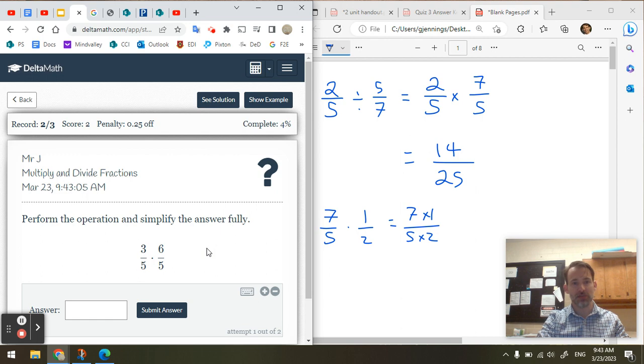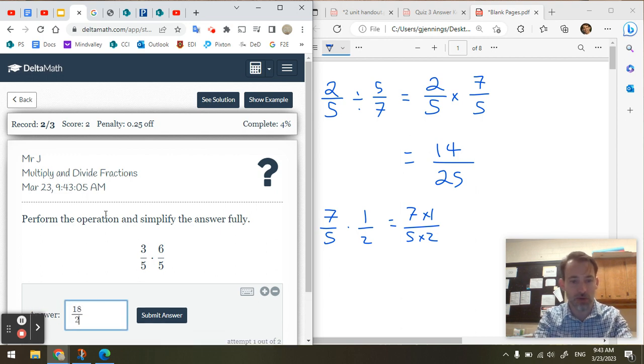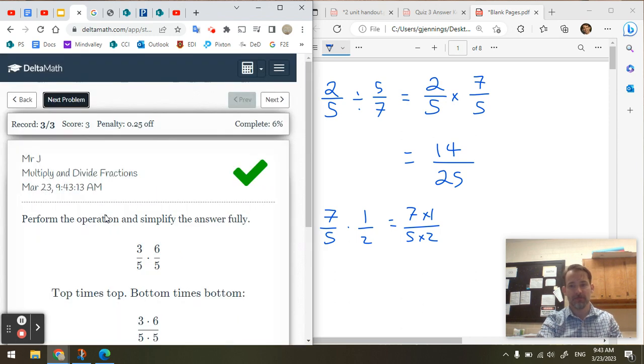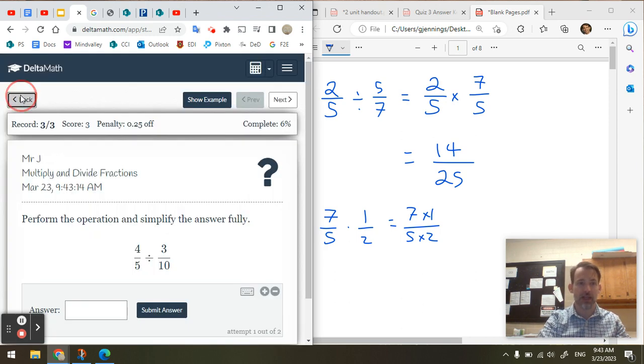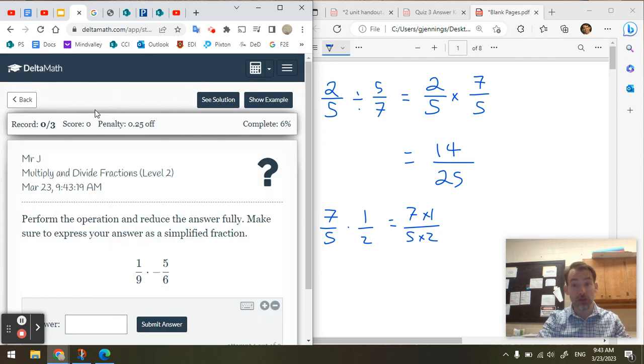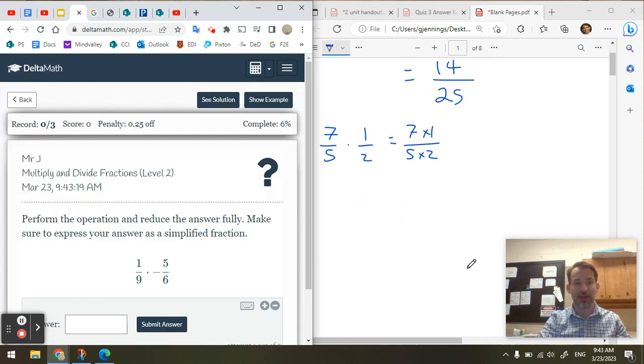All right, 3/5 times 6/5. Well, if you can just do that in your head now and say that's 18/25, you're on the team. And if you can't do it in your head yet, no problem. You just keep practicing, okay? And how do you keep practicing? Do level 2. Here we go, level 2.